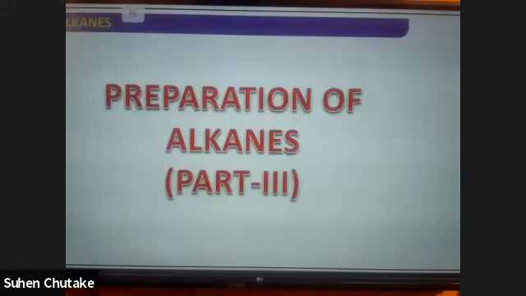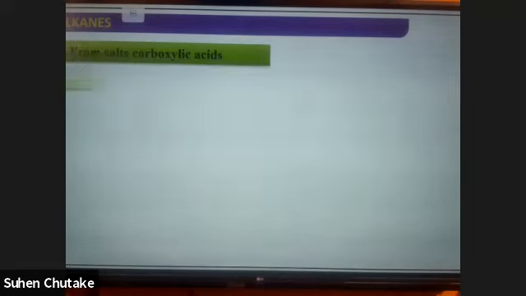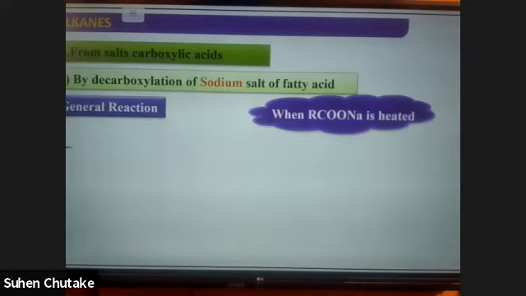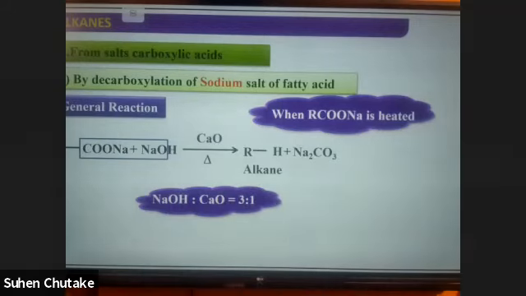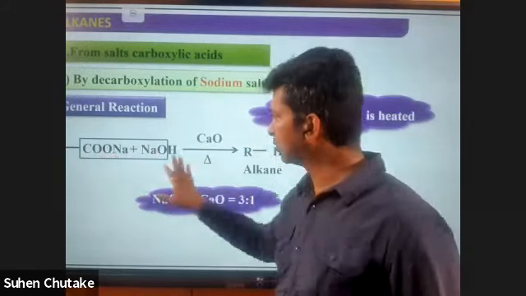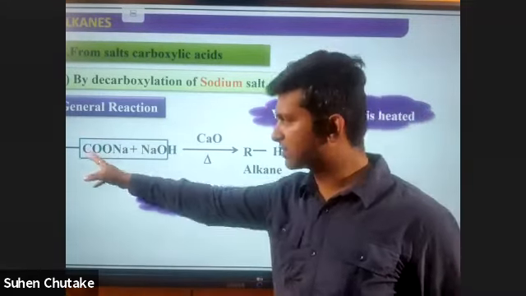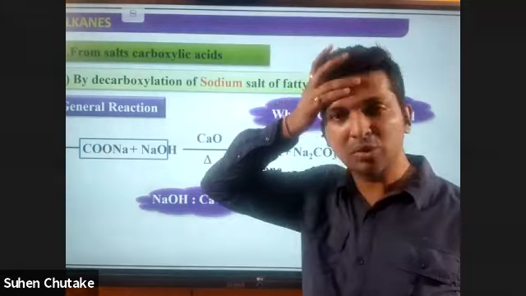Come on, preparation of alkanes part 3. Now further we have to prepare alkanes. This is what we have done, decarboxylation of fatty acid. That step down reaction was called decarboxylation reaction. Do you remember, just now on the green board, Na2CO3. We removed CO2, so because we removed CO2 from here, it's called decarboxylation.